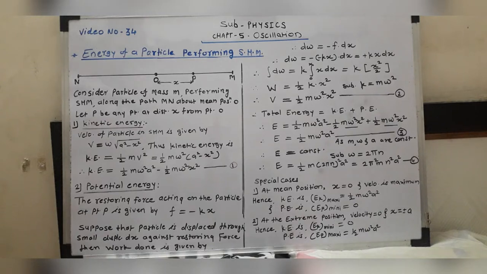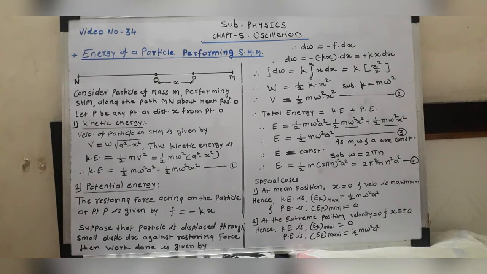Now I have to see here the chapter number 5, oscillation. Now we are to see the very important topic, the energy of a particle performing SHM. We have to show here that the total energy of a particle performing SHM is always conserved or constant. For that purpose, we have to see two energies, kinetic energy as well as potential energy. And the sum of these two energies is nothing but the total energy. And this total energy of a particle performing SHM is always conserved, as we have to see here.